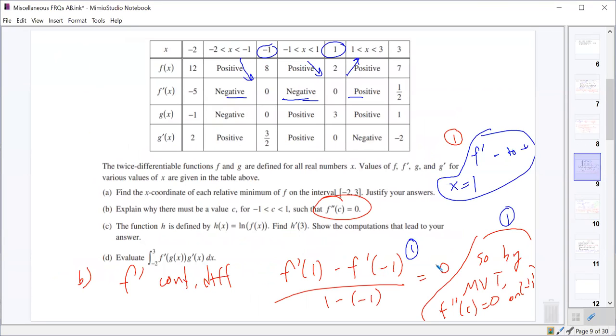If we look back at this one, we used the MVT to prove that the second derivative was equal to something. The antiderivative of the second derivative is the first derivative, so we had to say that it was continuous and differentiable. It just depends on what function you're trying to prove the value for. You have to go one degree above that to use the mean value theorem. That function is the one that has to be continuous and differentiable. Cool. All right.